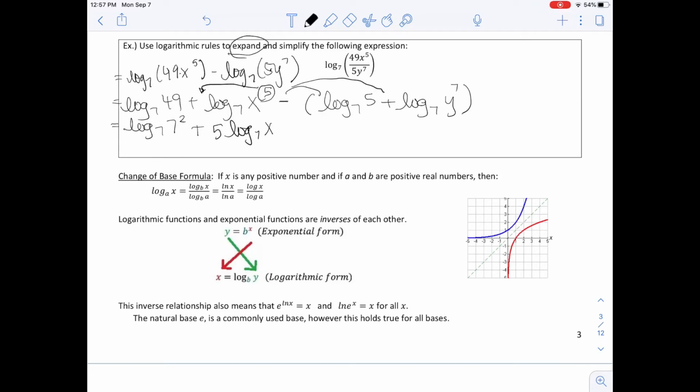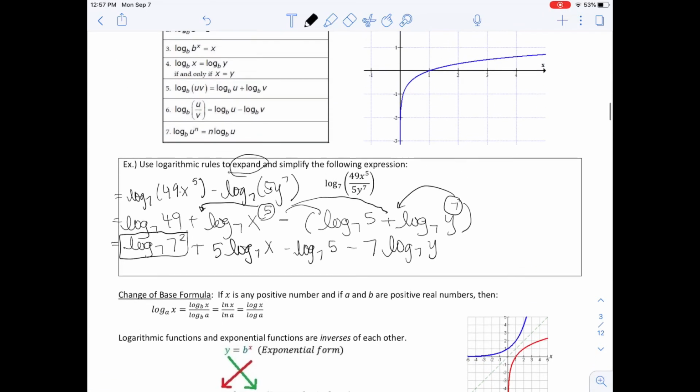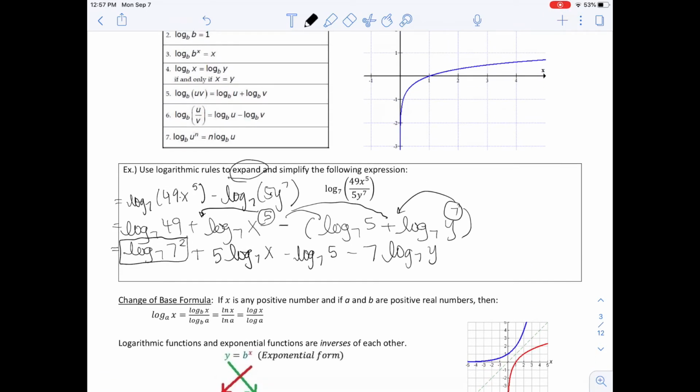I'm going to distribute my negative here to both of these terms, and I have minus log base 7 of 5 minus, and again we can take this exponent and bring it out in front, so minus 7 log base 7 of y. The next thing that I am able to do is simplify this first expression, and if you look back at your rules and look at the third rule that we have, it says log base b of b to the x is just equal to x, so this is just going to be equal to 2.